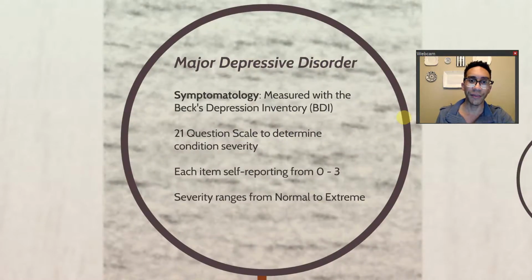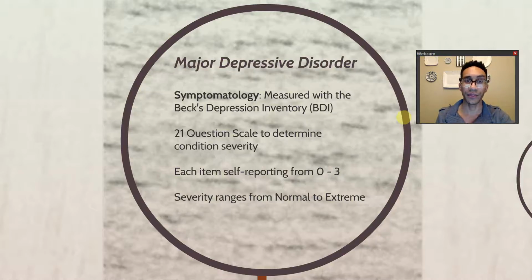So to start, major depressive disorder. For the symptomatology for all of these, I've chosen to lay out an assessment tool to help me as a clinician decide, or clarify, the symptom severity, or even confirm the presence of whatever mental disorder is being addressed. In this case, I'm looking at Beck's Depression Inventory, or the BDI. That's a 21-question scale to determine condition severity.